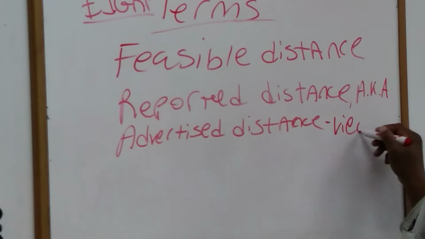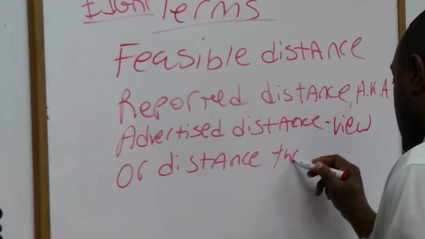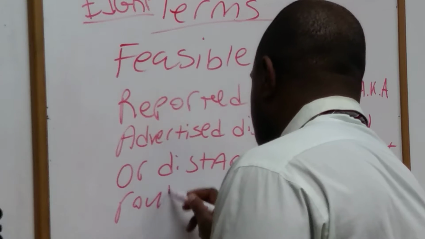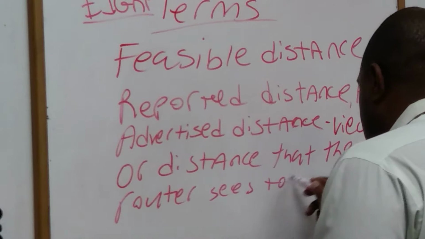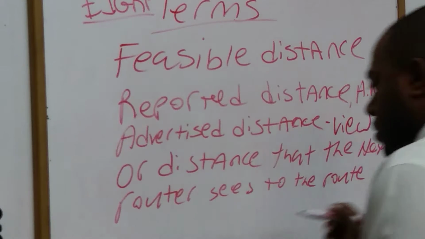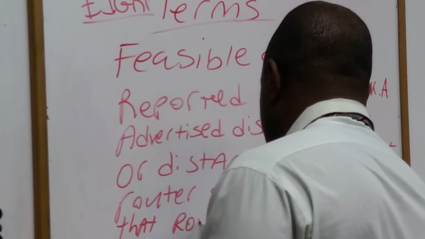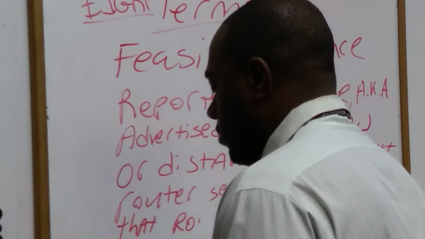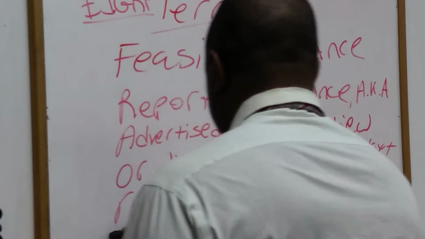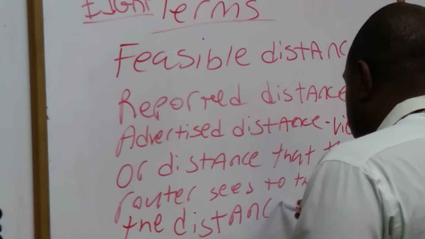That is the view or distance that the next router sees to the route that you are trying to reach, to the distant network. Yeah, to the distant network. That is the reported distance. Okay? That is the reported distance.